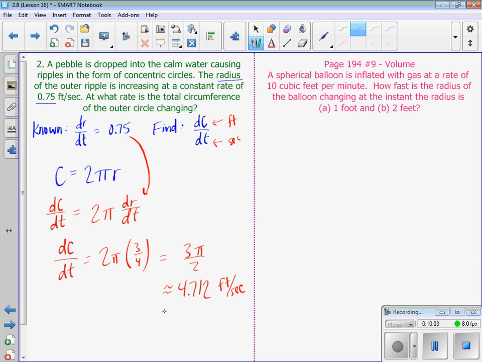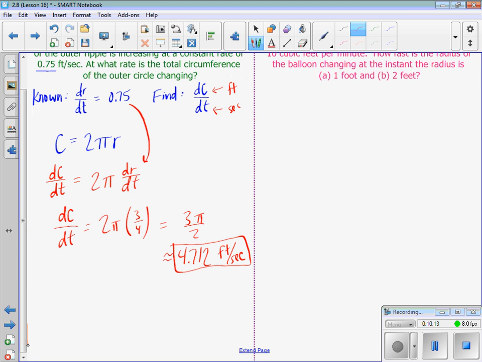This just makes more sense, you know? So yeah, 3 pi over 2 is exact, but this here probably makes more sense for these type of problems. So I would probably put them in decimal form just so you can check to see if your answer makes kind of sense. So what does that mean? That means the circumference is doing what? Increasing at a rate of 4.712 feet per second. Okay. Questions on that? Does everyone see where all that stuff comes from?